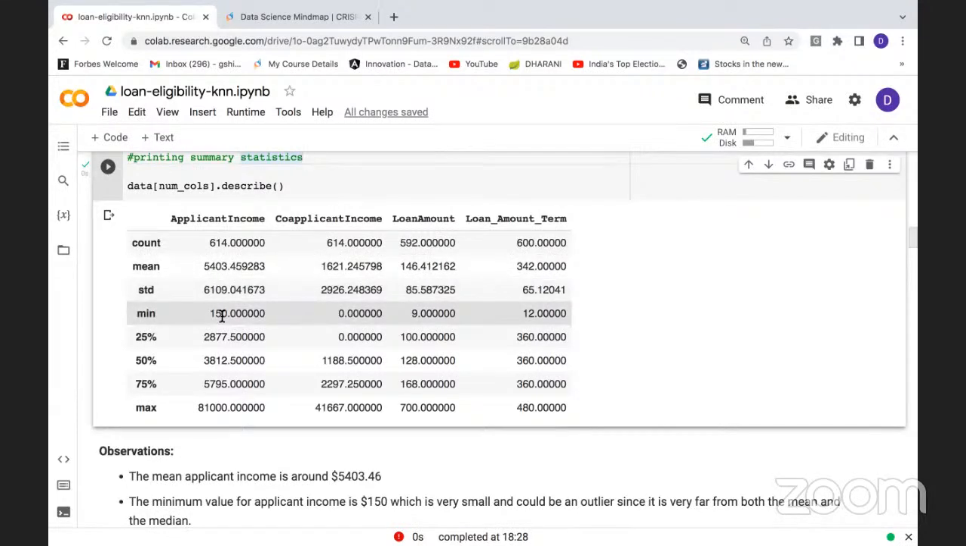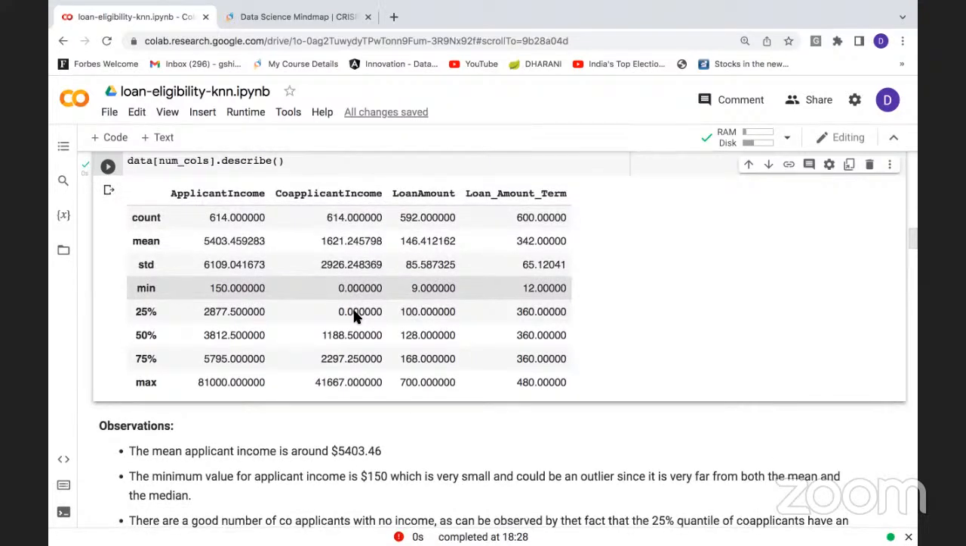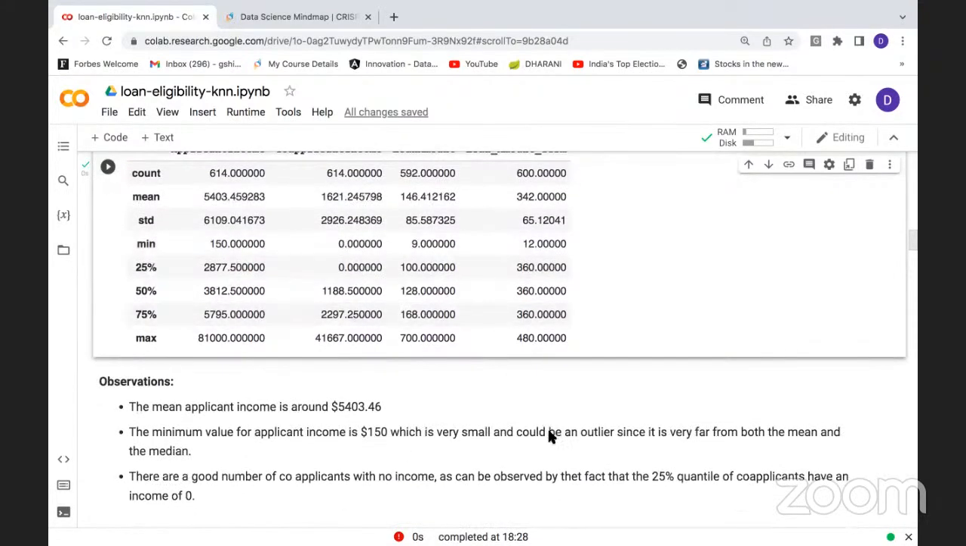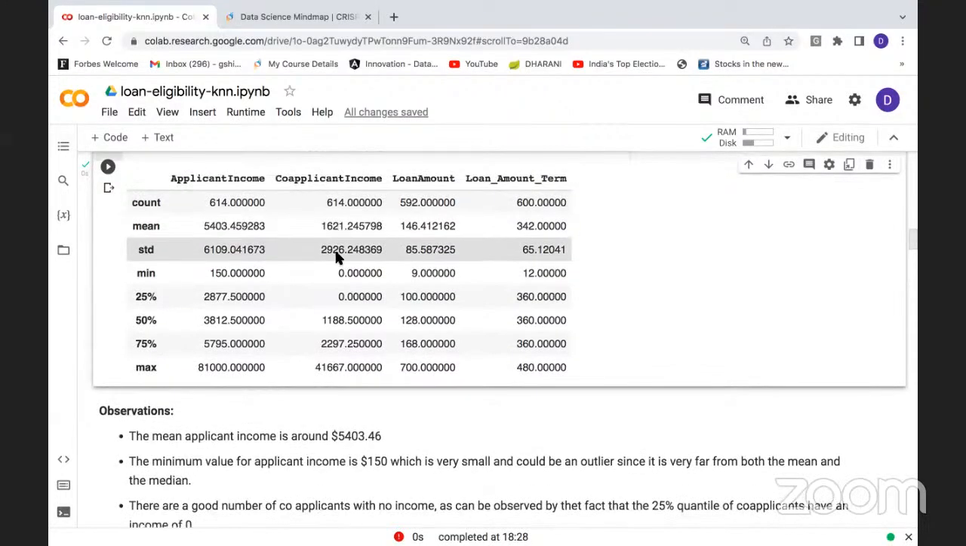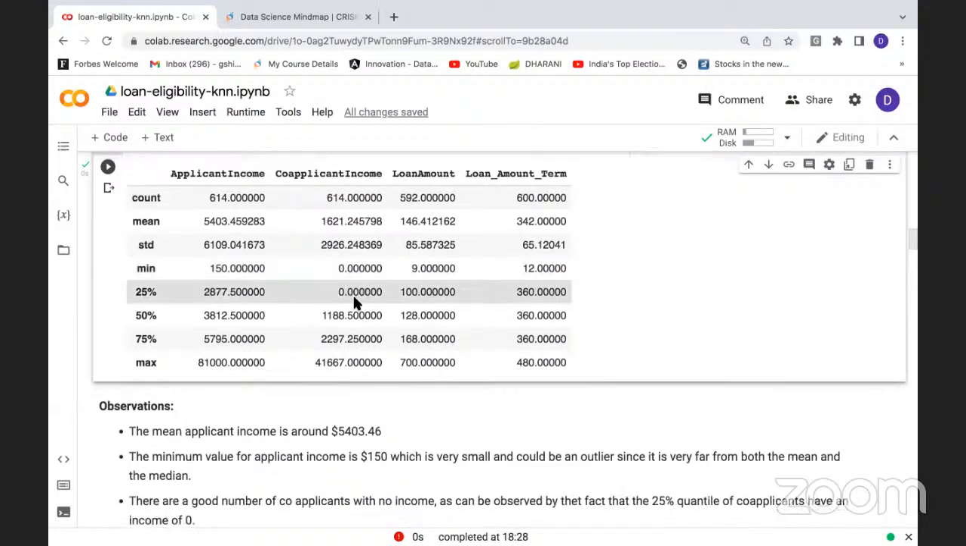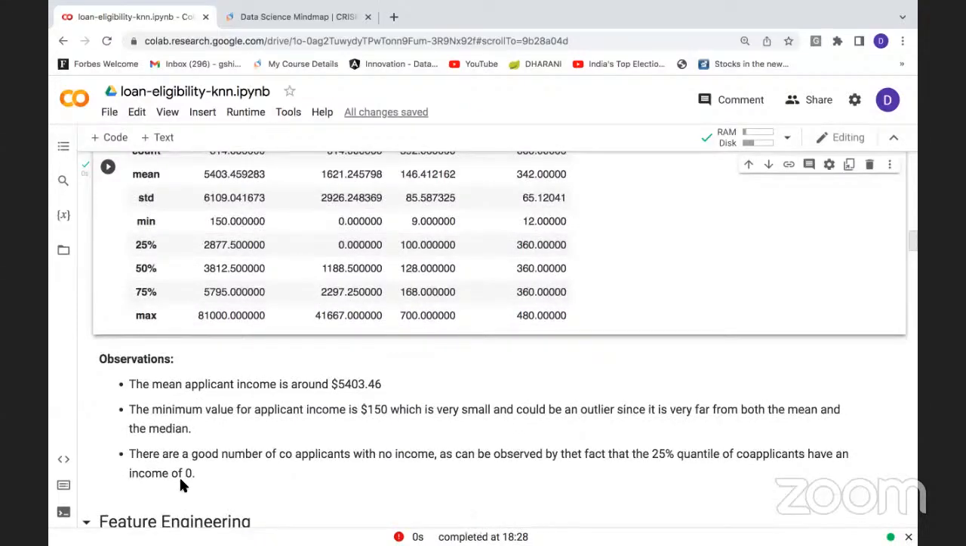5403 mean and minimum 150. Why are we doing the describe function? To check whether your data needs normalization or not. Maybe that 150 could be an outlier, because it is far away from your mean and median. There is a good number of co-applicants with no income. If you see here, even 25% of the data you have collected has income as 0.